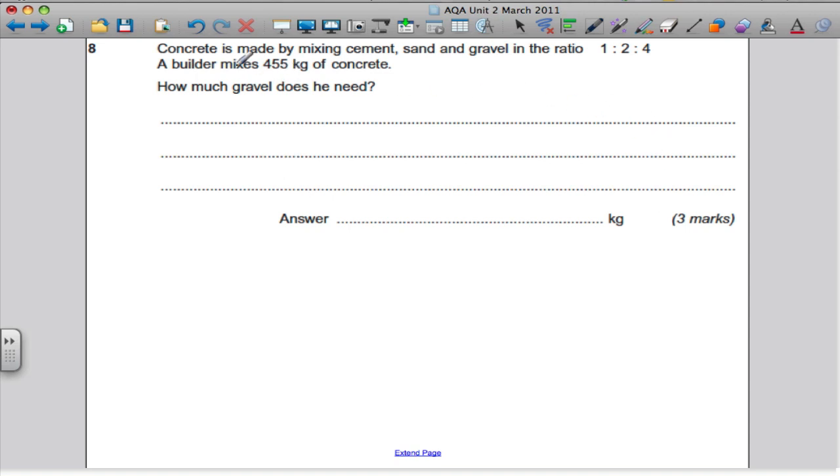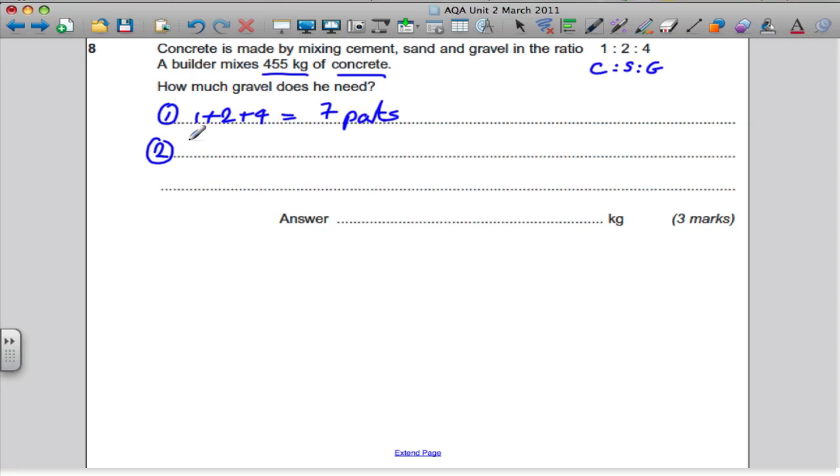Question 8. Concrete is made by mixing cement, sand and gravel in the following ratio. So cement to sand to gravel is in the ratio 1 to 2 to 4. A builder mixes 455 kilograms of concrete. How much gravel does he need? This is a very straightforward share in a given ratio question. So how many parts do we have in total? We have 1 and 2 add 4. So our parts is 1 plus 2 plus 4, and that's equal to 7 parts.